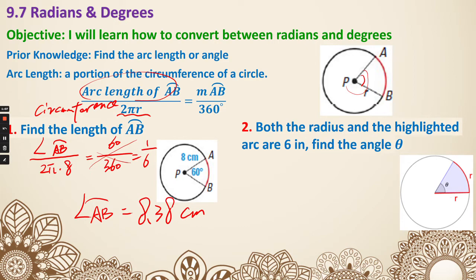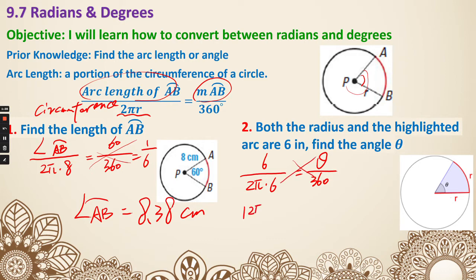Number 2, both the radius and the highlighted arc are 6 inches. Find the angle theta. So this time we're trying to find the measurement of the central angle. So this one. The arc length is given 6 and the circumference 2 pi times 6. That equals to the central angle is theta over 360 degrees. So let's actually not get rid of the pi. Let's keep the pi. So do cross multiplication.